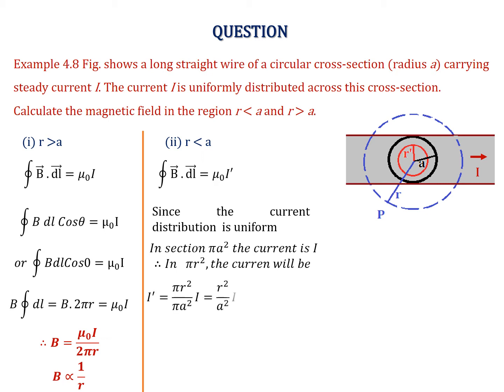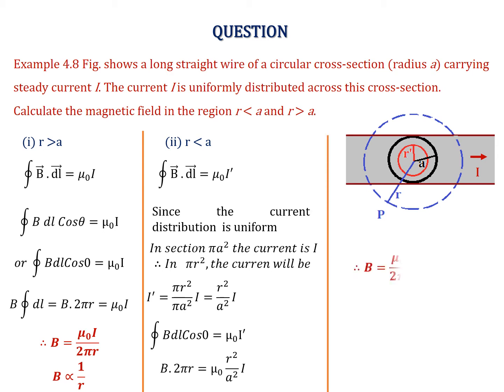It will be I into pi r square upon pi a square, or this can be written as r square upon a square into I. We can substitute this value of I dash, and as a result we get integral B dot dl, or B dl cos 0 is mu naught I dash. Further, we can say B into 2 pi r is equals to mu naught r square upon a square into I. We can solve this equation further, and B will be equals to mu naught I r upon 2 pi a square.